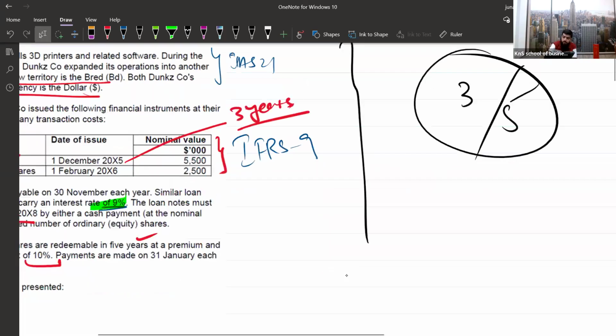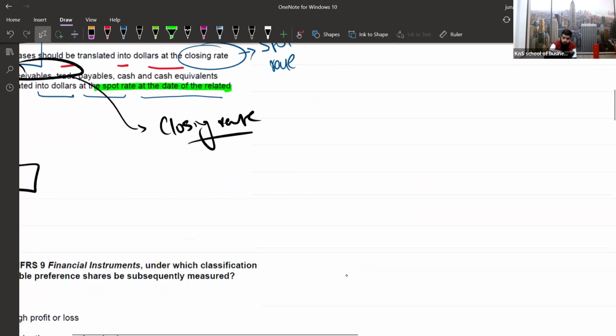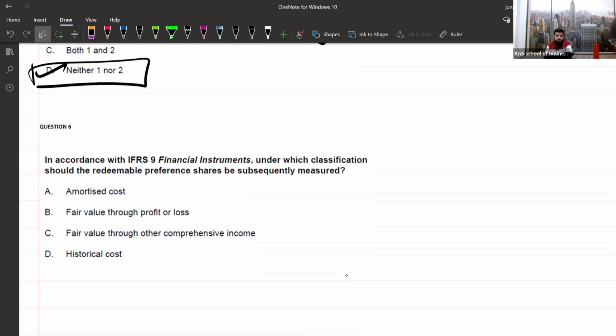In accordance with IFRS 9, financial instrument under which classification should the redeemable preference shares be subsequently measured? We are talking about the subsequent measurement. Redeemable preference shares means we are talking about the financial liability. We are issuing the redeemable preference shares, so it is a financial liability.